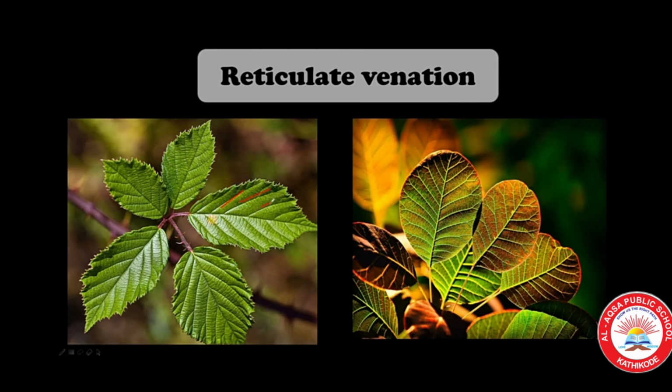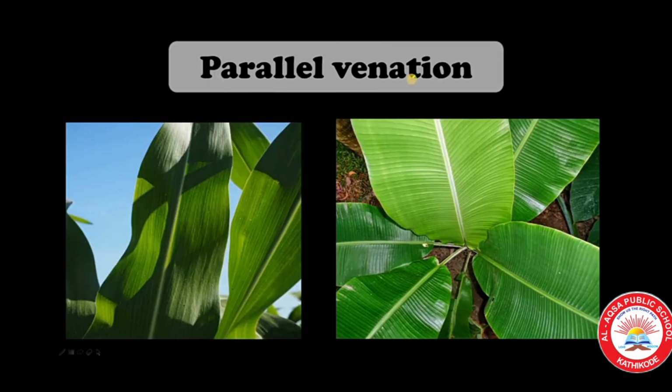Now in these 2 pictures, you can see reticulate venation, where veins are like a net on both sides. But here, in the first picture, the lines are parallel, that is, vertically parallel. And in the second picture you can see the veins are parallel but horizontally parallel to each other. So this is parallel venation.